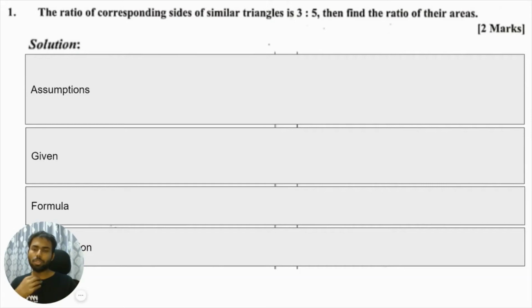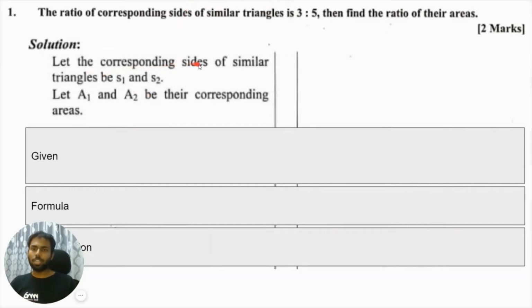Okay, because you have to use all that in the formula. So assumptions you will first write. Let the corresponding sides of similar triangles be S1 and S2. Okay, एक side S1 है तो दूसरा side S2. And let A1 and A2 be the corresponding areas. क्यों? क्योंकि तुम्हें ratio of areas find out करना है, तो उनको पहले नाम तो देना पड़ेगा.